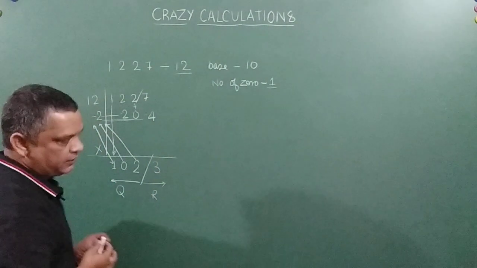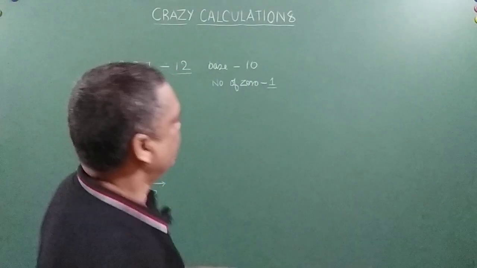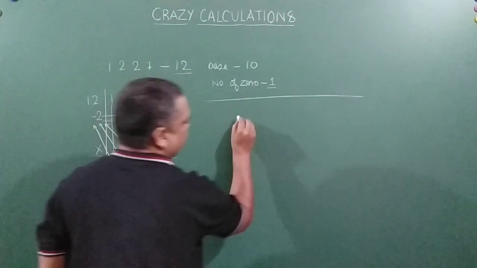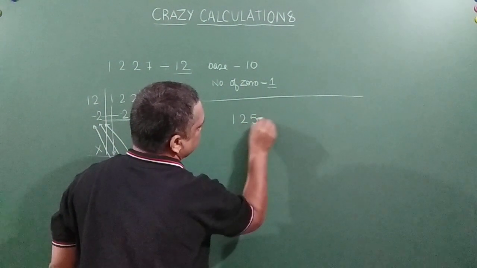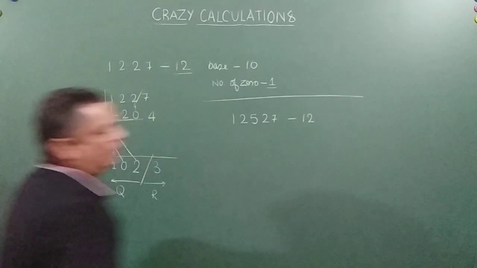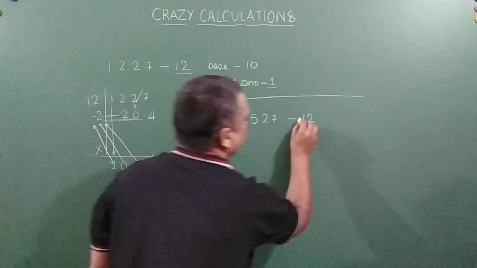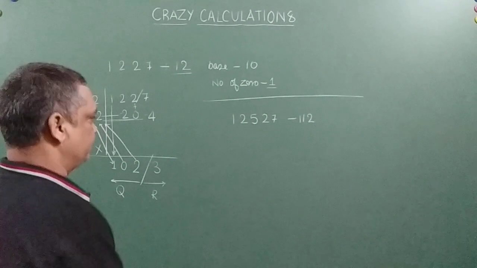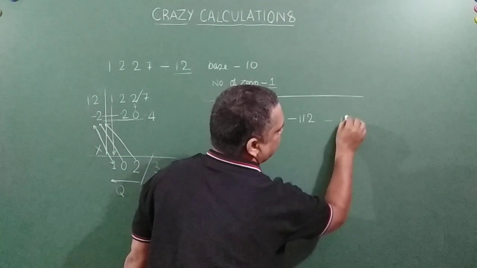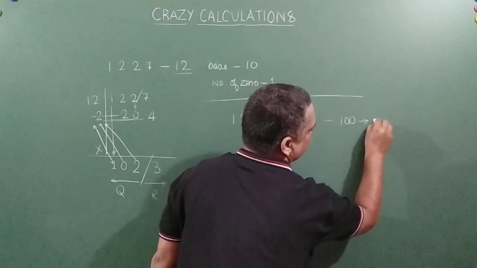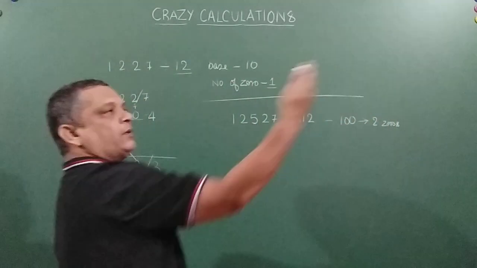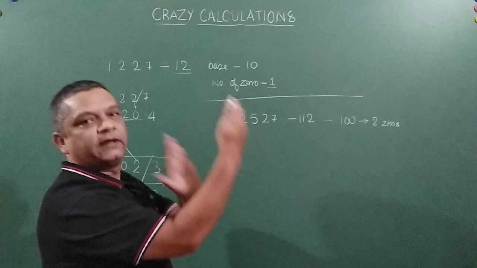Right? Okay. So let's try to understand this with one more example. I'll just draw a line here and I'll take the example 12527 divided by 112. So what will happen here is, see, this is closer to a base, that is 100. 100 has got how many zeros? 2 zeros. That means I need to mark 2 digits from the right hand side for the remainder.